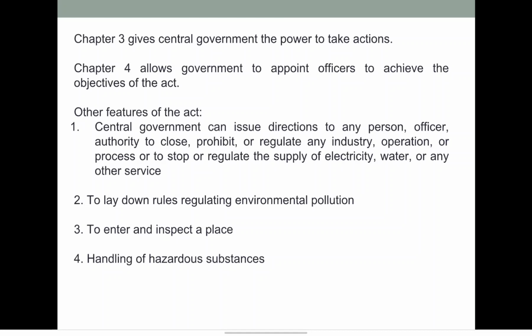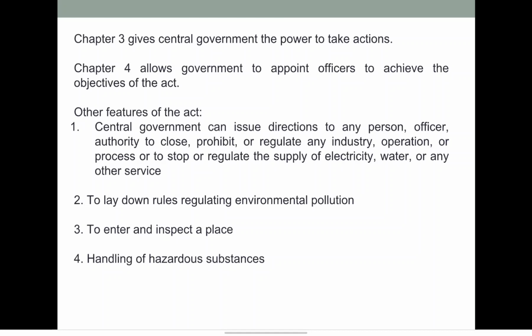Okay, then it lays down the rules regulating environmental pollution. Environmental pollution is a bigger concern today, particularly air and water pollution. So the rules for regulating different forms of environmental pollution are laid down by this act.